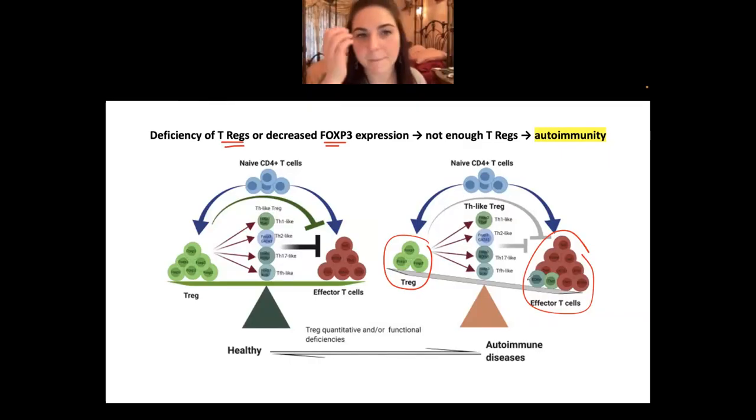So if we have something happening where they're deficient, or FOXP3 levels go down, or the gene is messed up, you're not going to have enough Tregs, and the scale's going to tip, and you might have an increased propensity of developing autoimmunity.